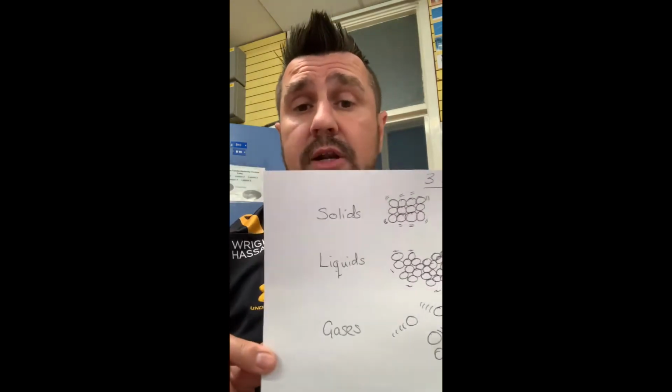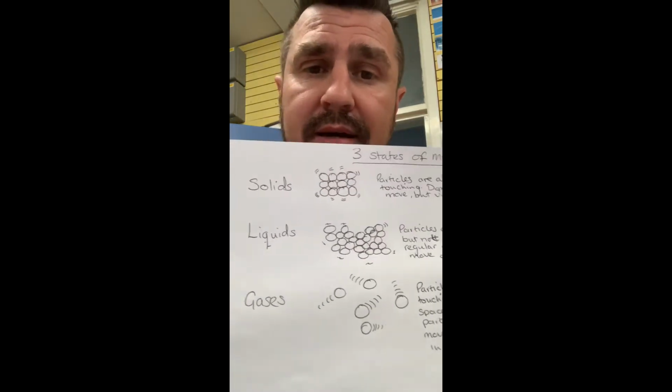Now scientists for years and years have used models to represent atoms and to be able to understand and make predictions about substances. In one model, you can think of atoms as being small solid balls called particles. You can use simple models to represent the 3 states of matter. And the 3 states of matter are solids, liquids, and gases.